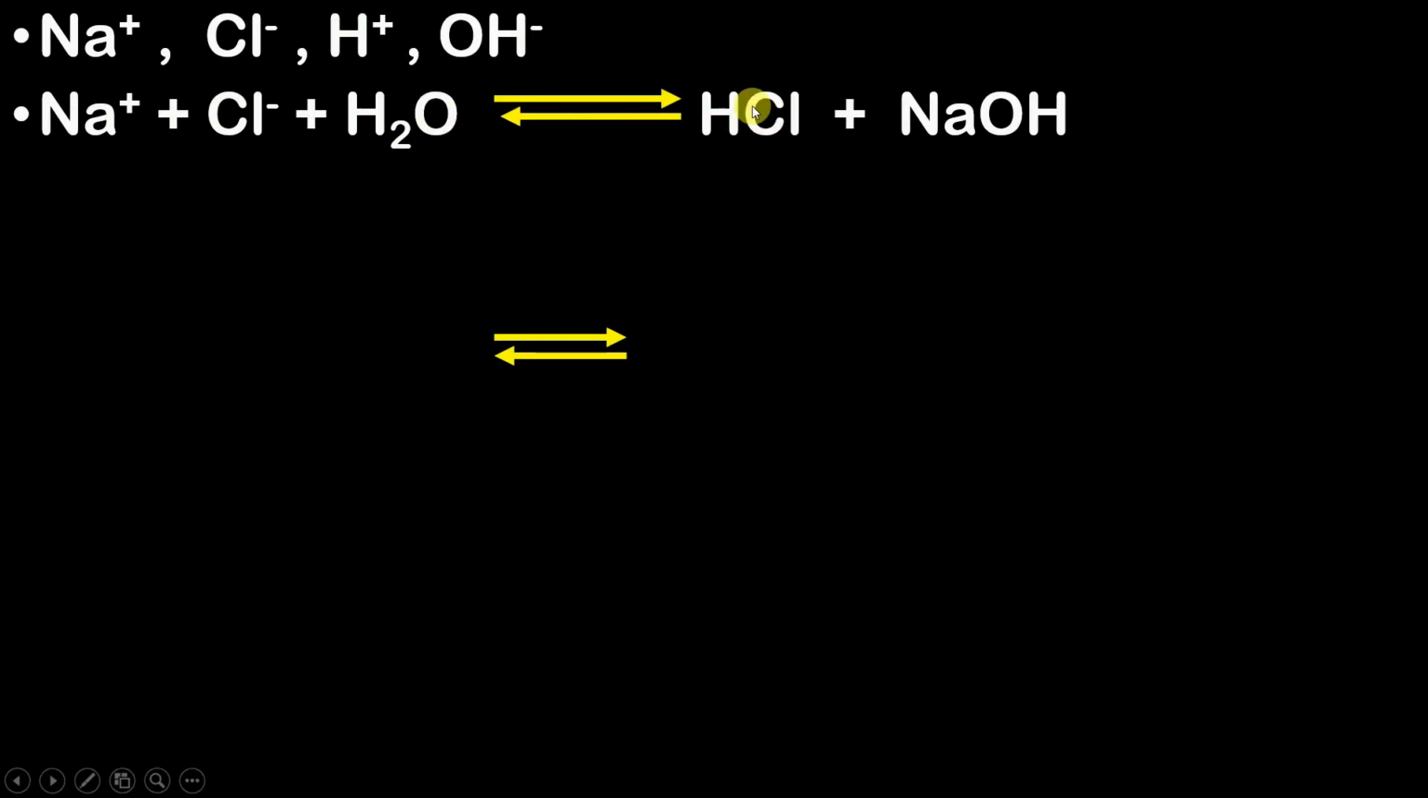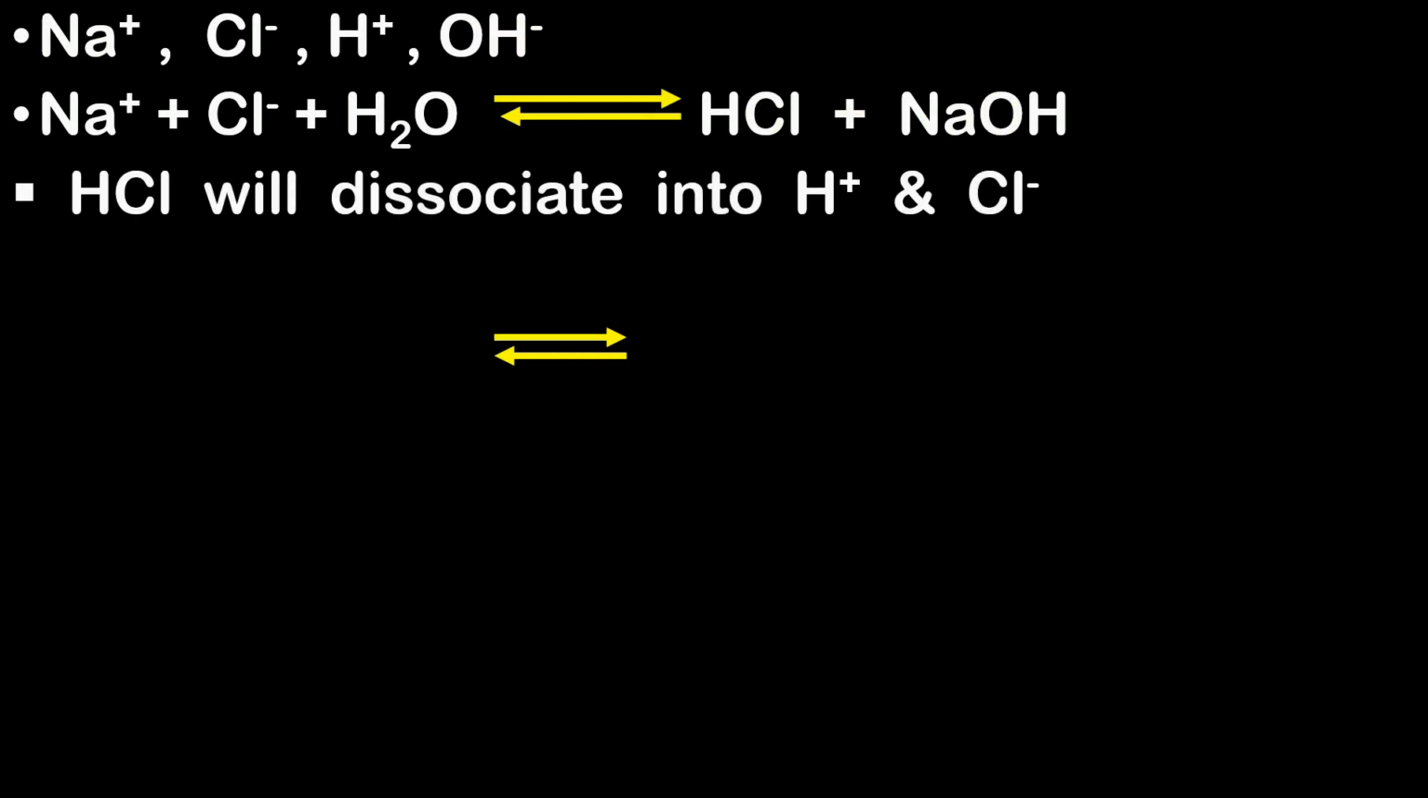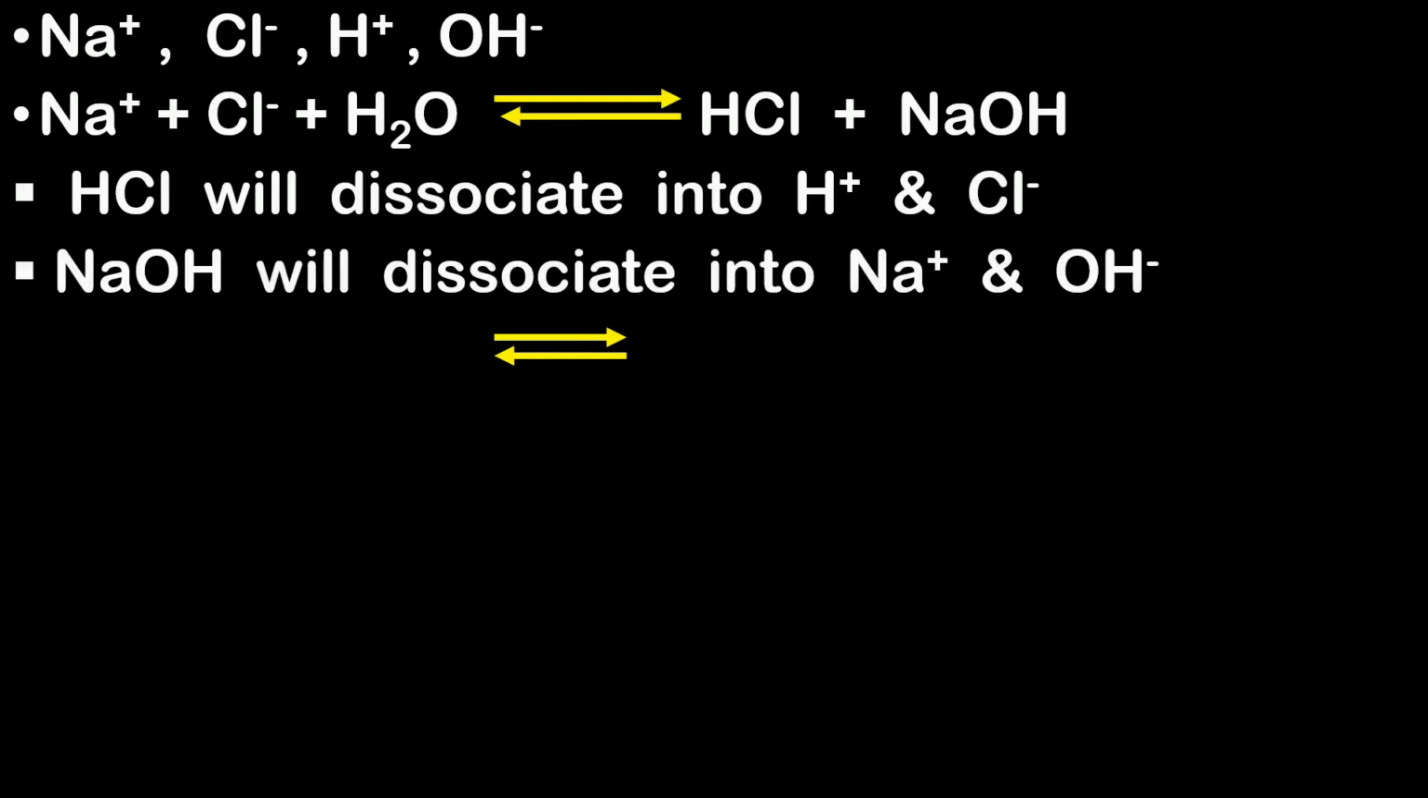How do we get HCl? HCl is the ionic compound formed by H plus and Cl minus. So HCl plus NaOH. And how is NaOH formed? By Na plus and OH minus. But what happens is that HCl and NaOH are both strong electrolytes, and since they are strong electrolytes, HCl will dissociate back into H plus and Cl minus, and NaOH will also dissociate back into Na plus and OH minus.